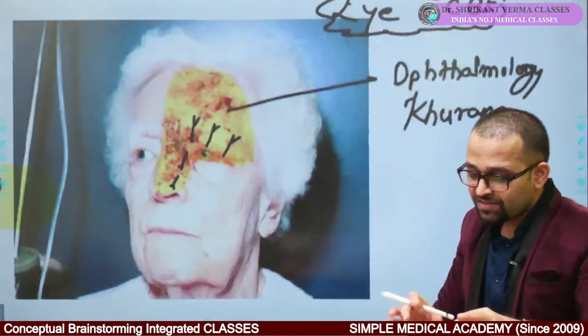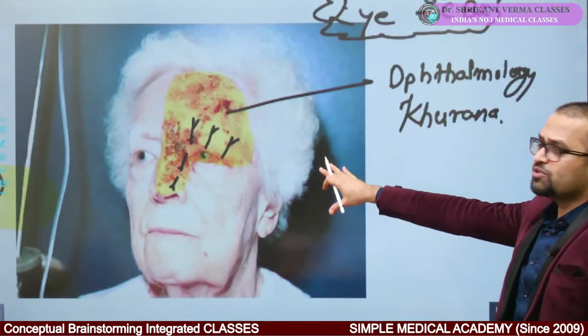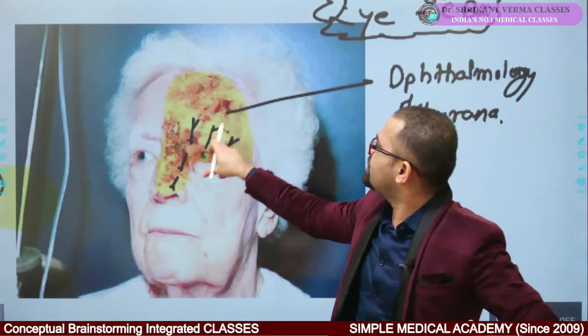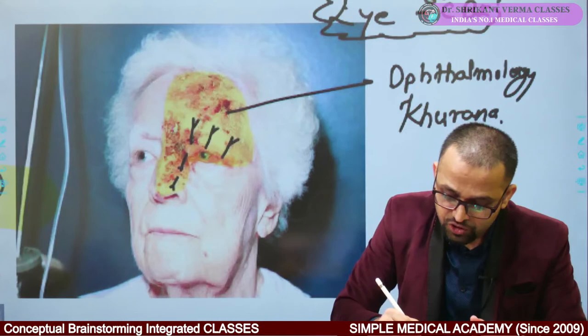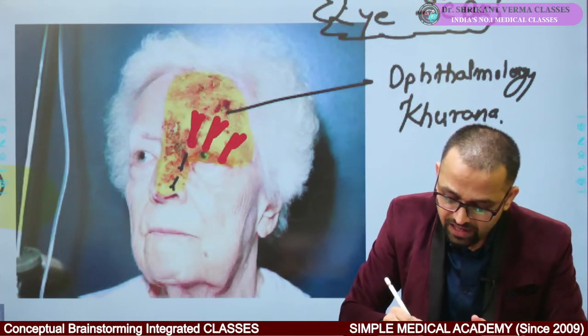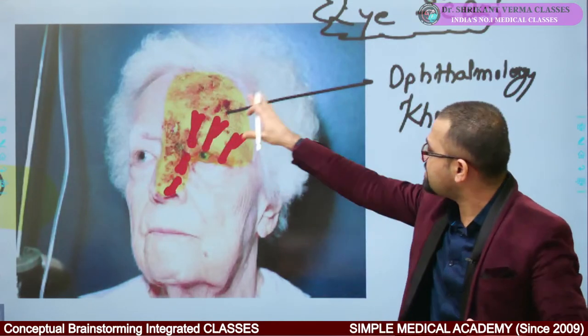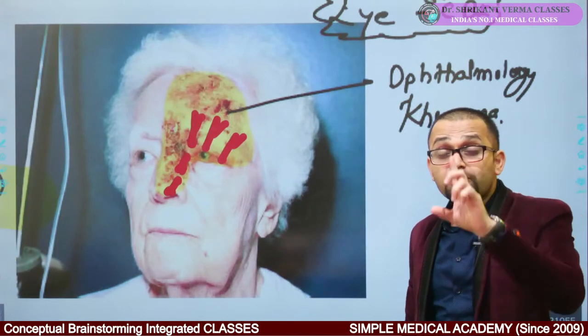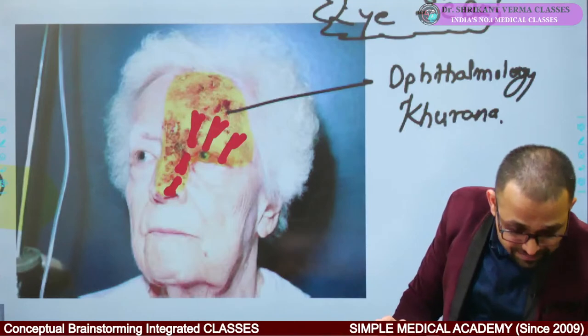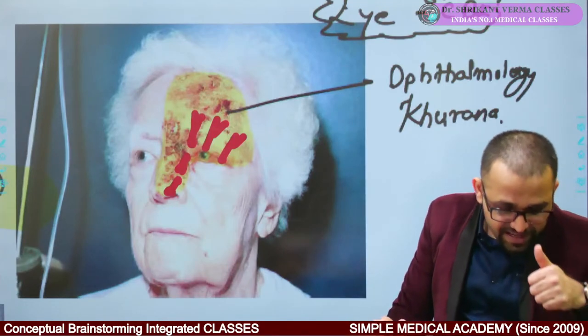Yes, can you see this image? Any patient is coming to you with painful vesicular eruption. Exactly, what we just studied. Yes, there is an involvement of the fifth nerve dermatome. So definitely it is herpes infection. Agree everybody? Yes.